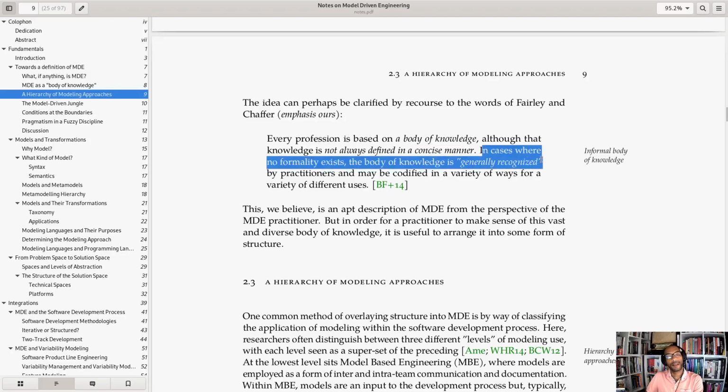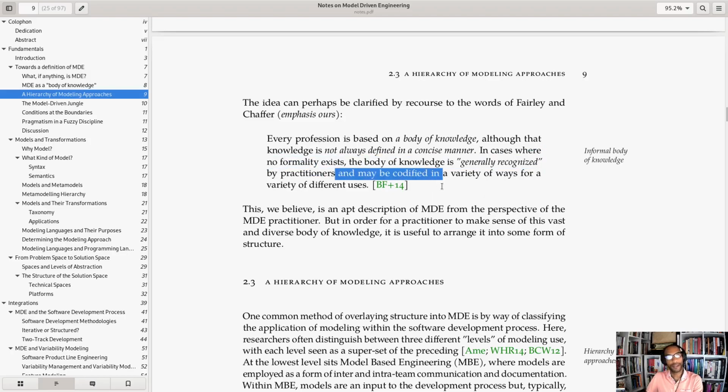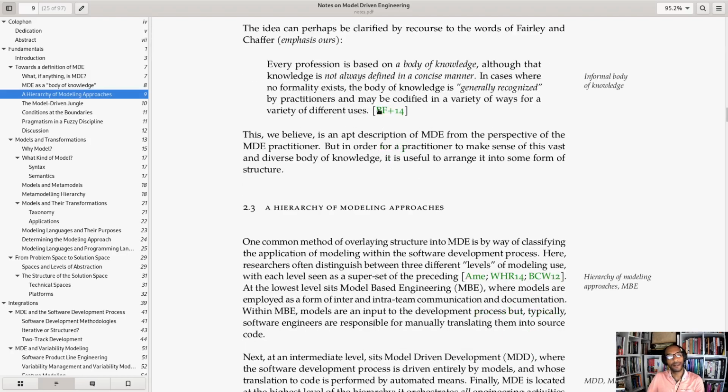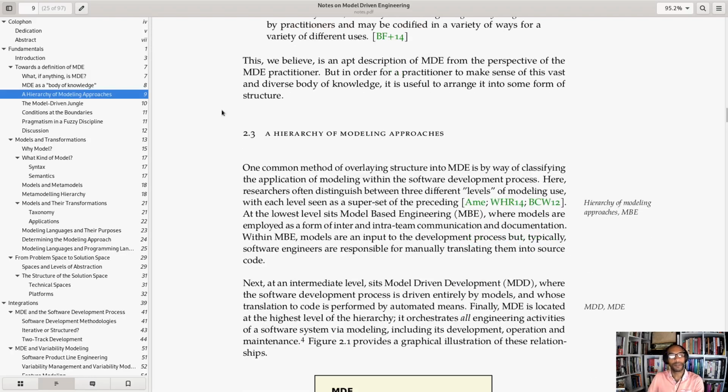Where there is no formality, the body of knowledge is generally recognized by the practitioners. And in some cases, you may actually codify the body of knowledge. So, for example, in computer science and software engineering, some people have tried to come up with a software engineering body of knowledge and so on. So there's this idea that there's a body of knowledge associated with model-driven engineering that you need to master in order to make use of it. And where it begins and where it ends is not exactly clear, because that's a characteristic of any body of knowledge.